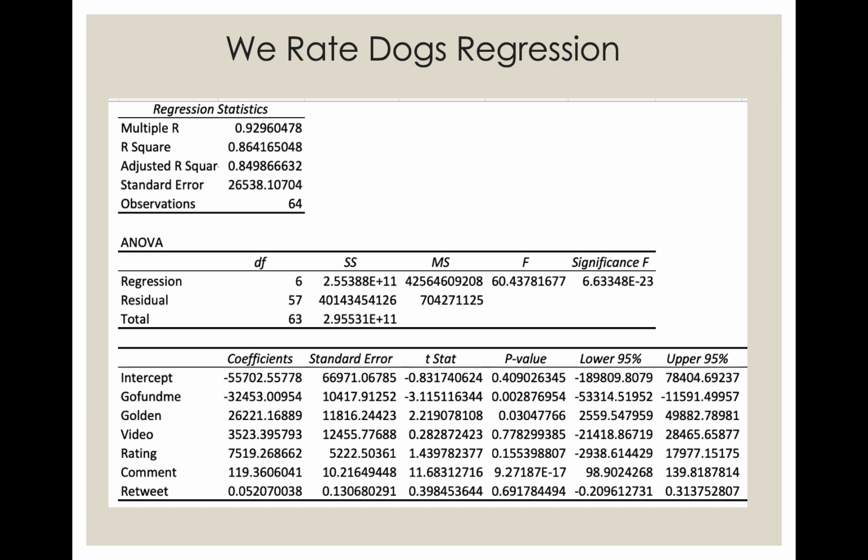It said he was going to rate them from 1 to 10, but they actually go from like 11 to 15. The number of comments, and then the number of retweets. Let's see what's statistically significant. So GoFundMe is statistically significant. So what does this mean?